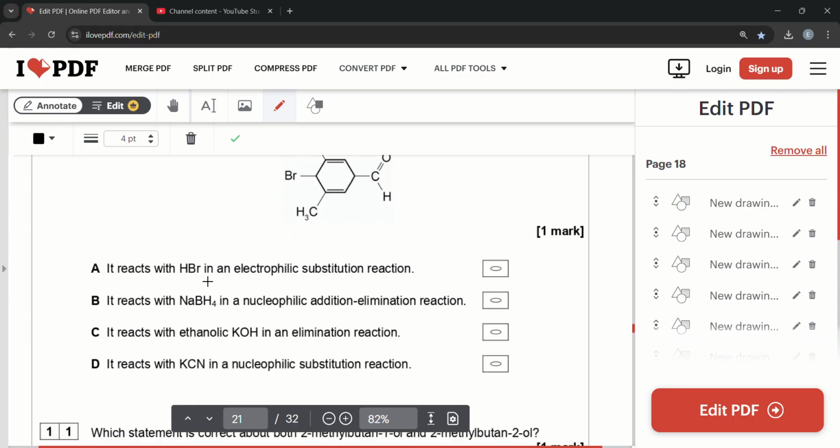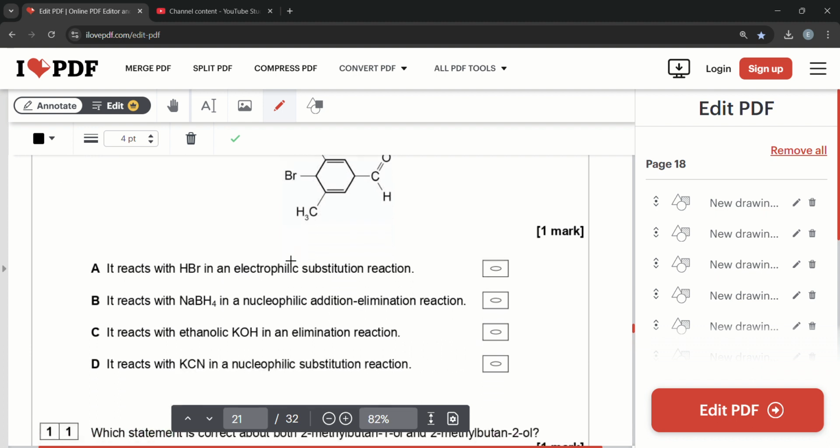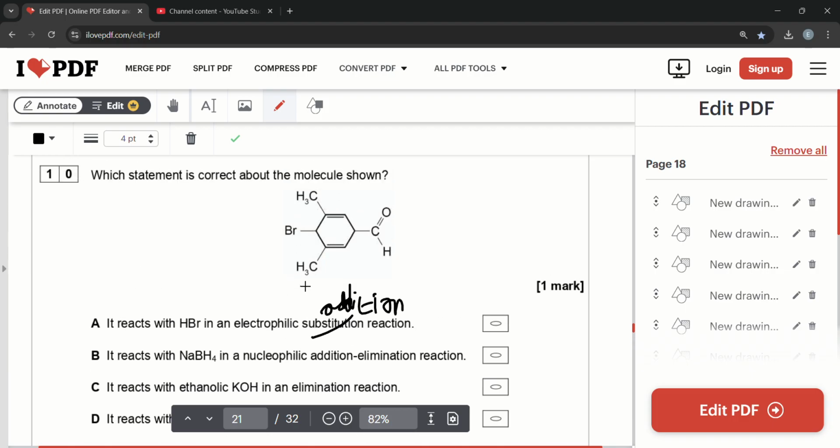Question 10, which statement is correct about the molecule shown? It reacts with HBr in an electrophilic substitution reaction. Now this question demonstrates why you need to know mechanisms really well. It's a multiple choice question. Well, it's not substitution, it's electrophilic addition. Hydrogen halides react with halogenoalkenes and undergo electrophilic addition. It's a hydrogen halide and it's an electrophilic addition reaction, that's what I'm trying to say.